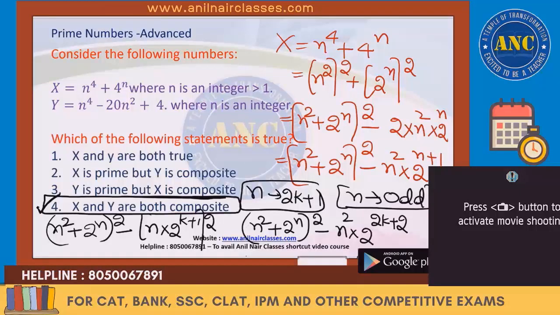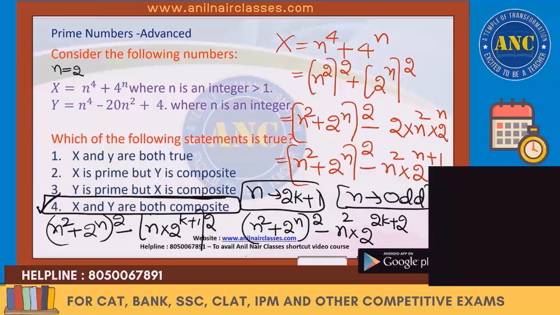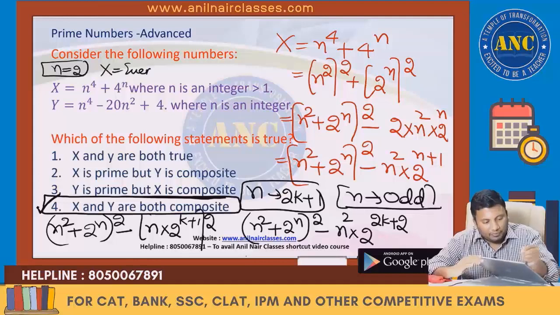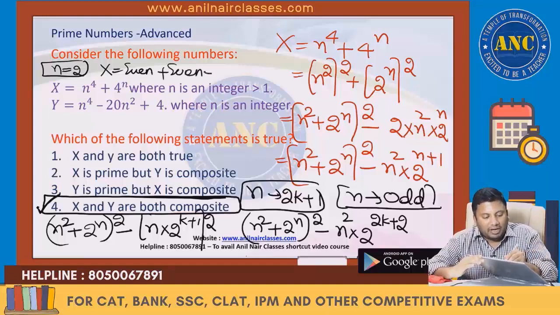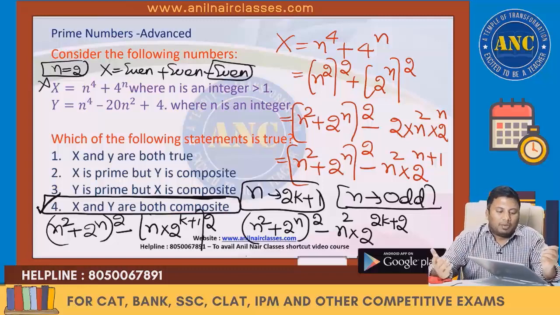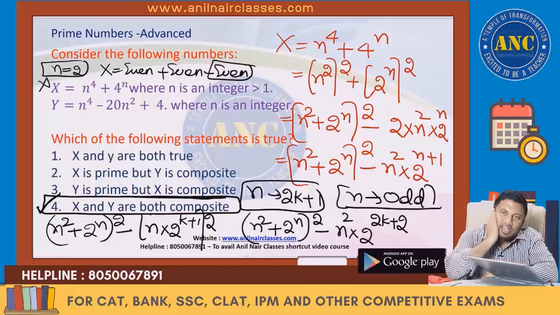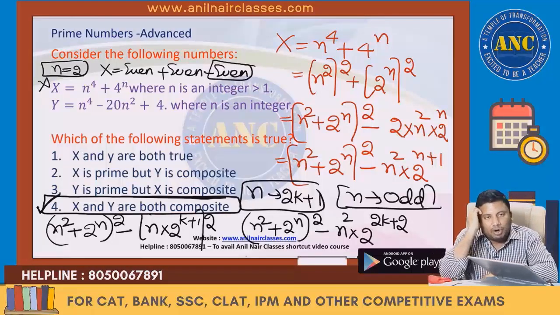Again I am explaining. n⁴ and 2⁴. Why am I taking n as 2k + 1? Suppose I take n as an even number, x will become even number power even. 4 to the power of any number is even. Anyway, for even n, this number is not a prime number. X is not a prime number for an even number. Why? Because even power 4 is even, and even plus even is even.